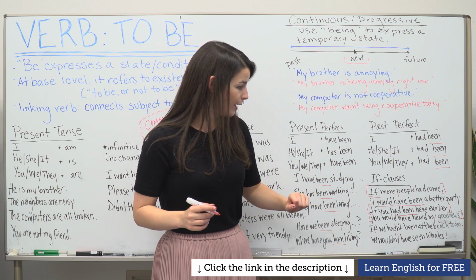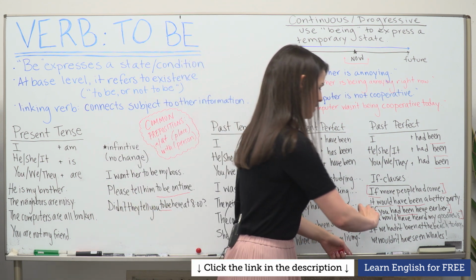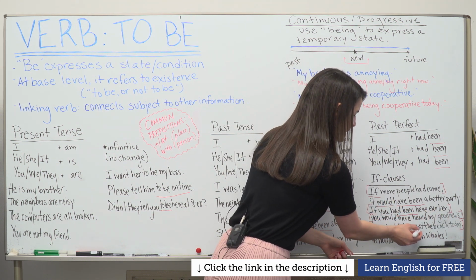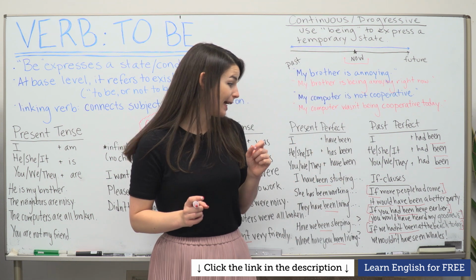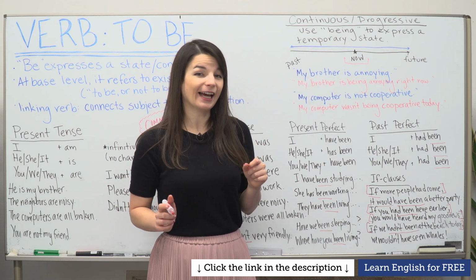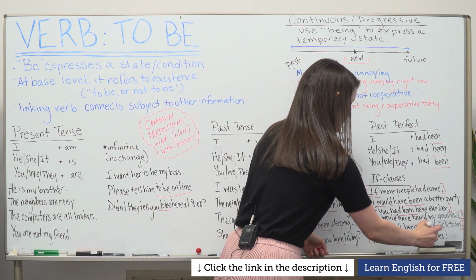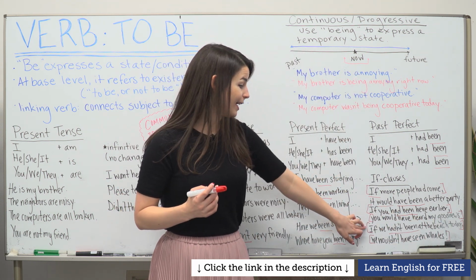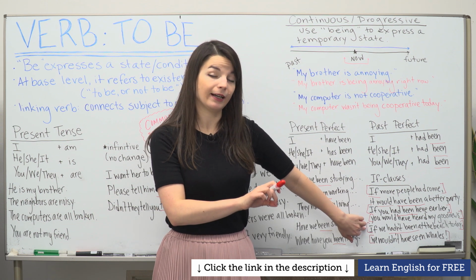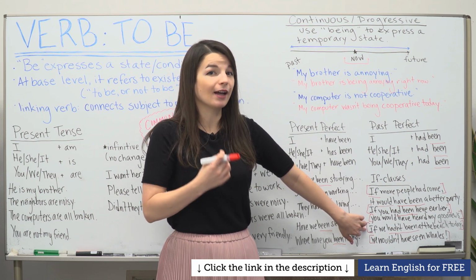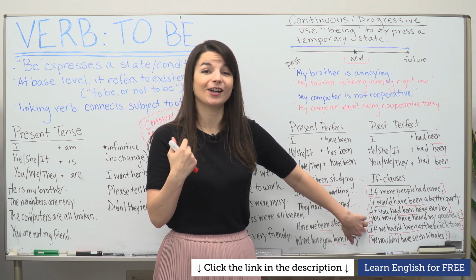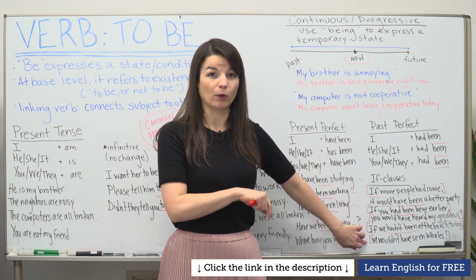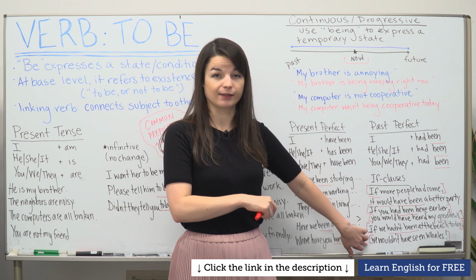Let's look at one more. If we hadn't been at the beach today, so here I have a negative in the if clause. So hadn't been, if we hadn't been at the beach today, we wouldn't have seen whales, for example. So here I've made a kind of complex sentence with a negative. If we hadn't been at the beach, if our bodies had not been at the beach, if we had not existed at the beach today, we would not have seen whales. It would not have been possible to see whales.